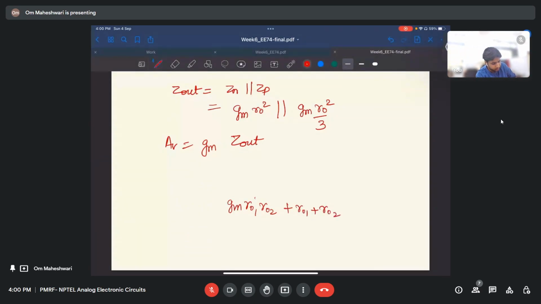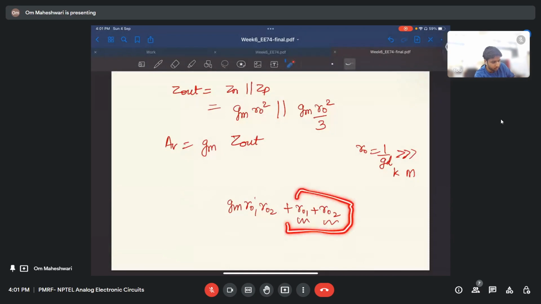Plus RO2. What I've done is ignore it, since this RO or R is nothing but 1 by GD and it is very, very large, in kilo ohms or mega ohms. So I just ignored this. But yes, you're right, it will be this. For simplicity, I've ignored this, but for calculating a solution, you can keep this value.